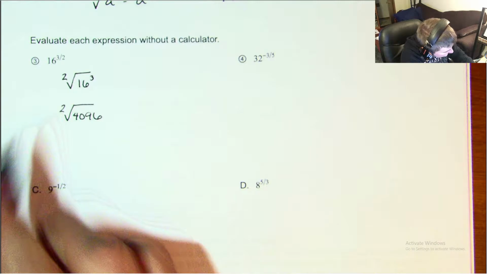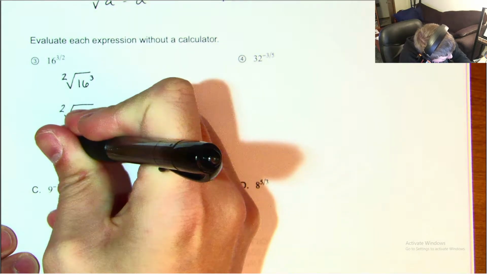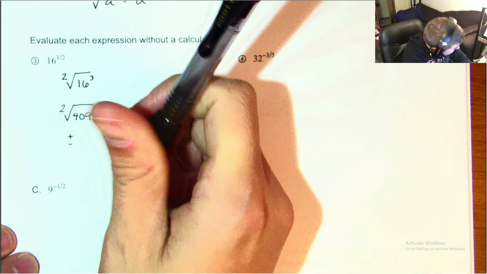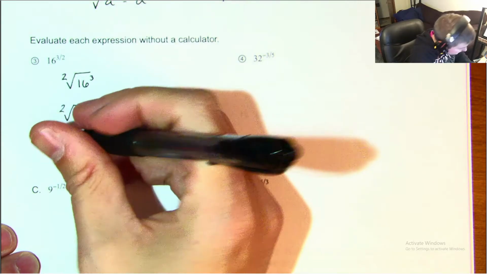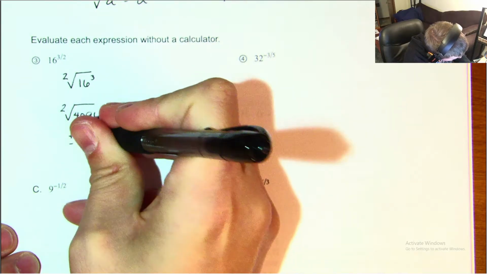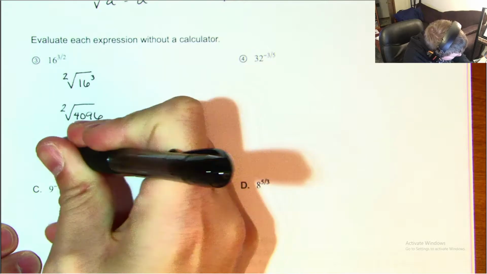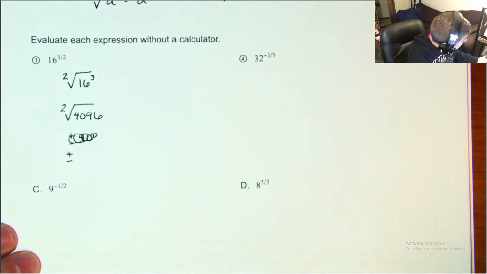I'm taking it to an even root, so I should get plus or minus 64. Nope, not 4096. 64.